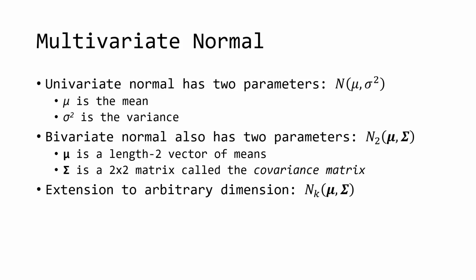The mean goes from a single value to a vector of length 2 that describes the mean of each of the two random variables being joined. The single value of the variance becomes a 2x2 covariance matrix, which describes the covariance between each of the variables being joined. As we extend the bivariate normal to arbitrarily many dimensions, the mu vector has length k, and the covariance matrix is a k by k matrix, where k is the number of variables being joined.